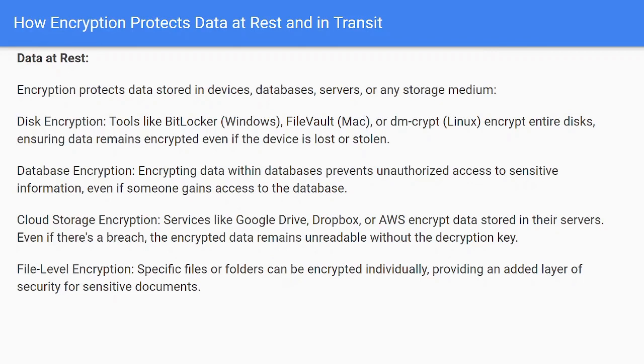Database encryption, encrypting data within a database, prevents unauthorized access to sensitive information, even if someone gains access to that database. So let's say for example people's usernames and passwords are being stored on the server or the database, right? Database encryption entails that, let's say an attacker is making noise on Twitter, saying I'm going to hack your organization, I'm going to get your user data. And let's say the person succeeds and gets access to the database.